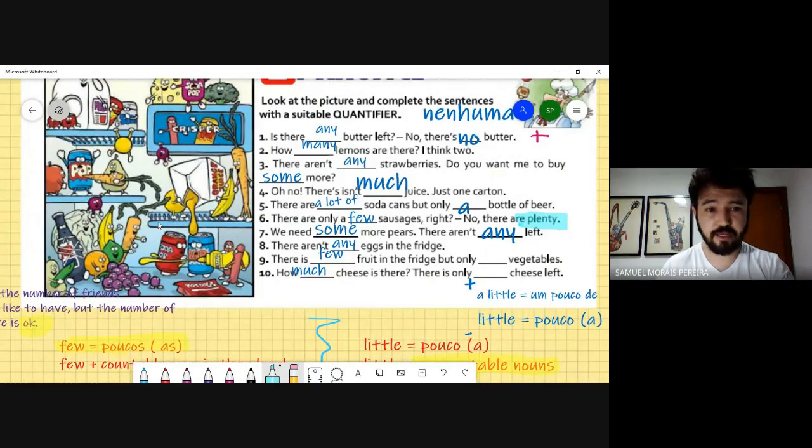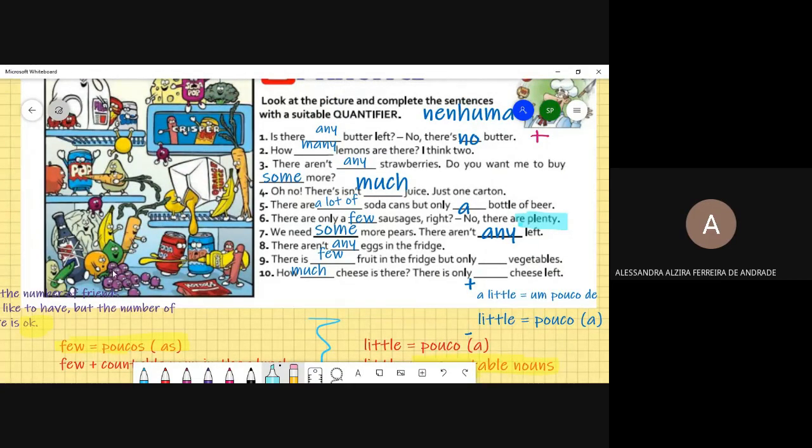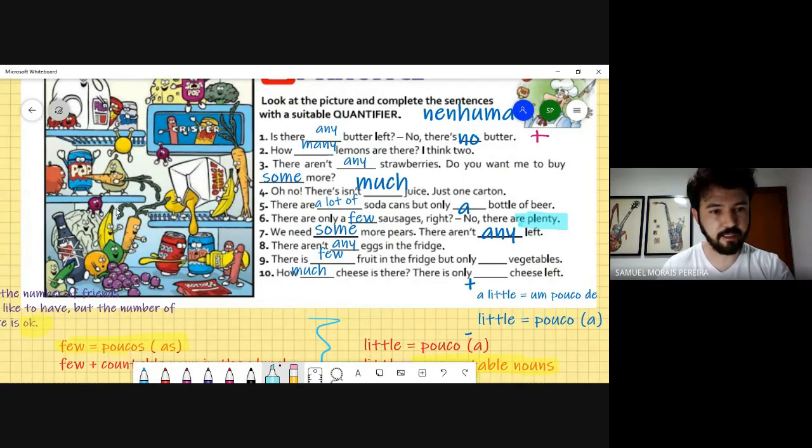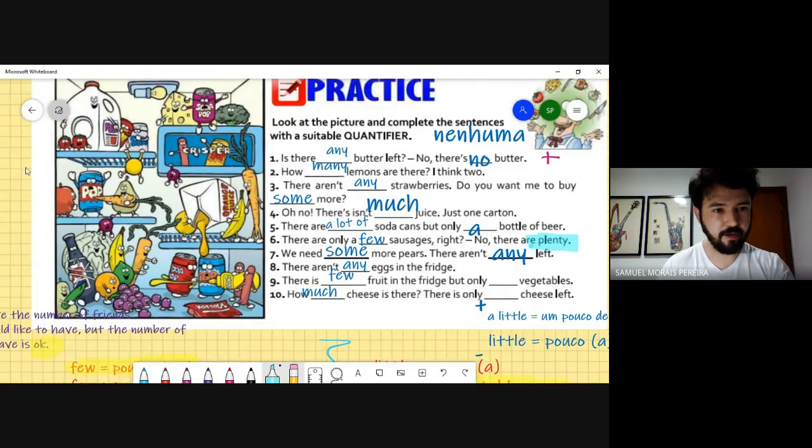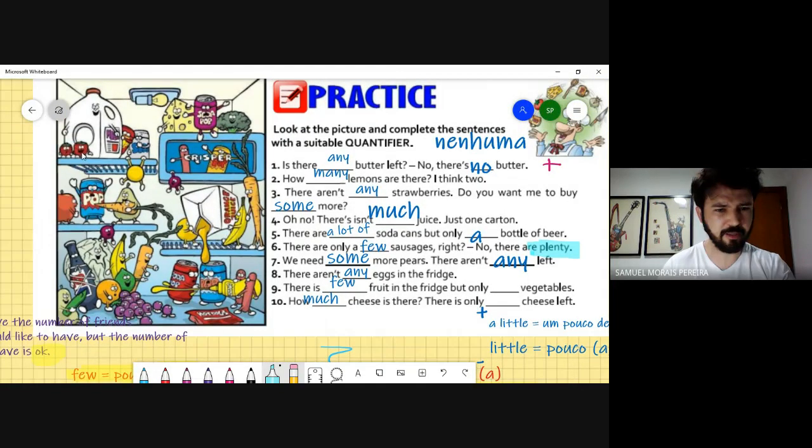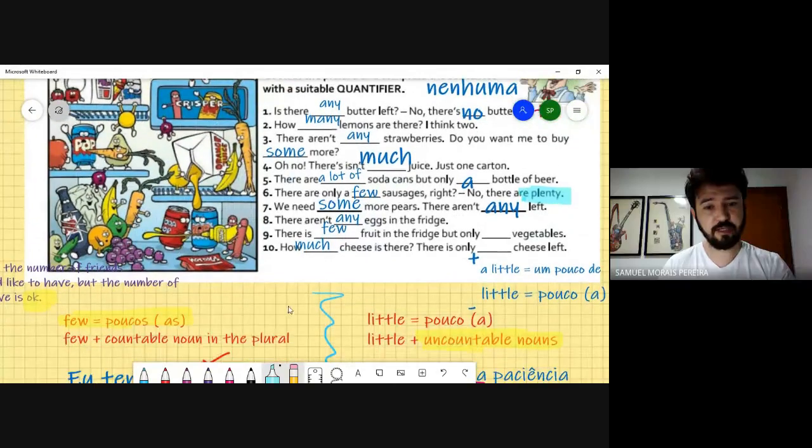Tem uma quantidade razoável, não tem aqui? Tem grapes, banana, oranges, lemons, apple. Can you see the apple here? I think there are some cherries here, or strawberries. I think that those are the strawberries. Bom, tem aqui uma quantidade razoável de frutas, né?